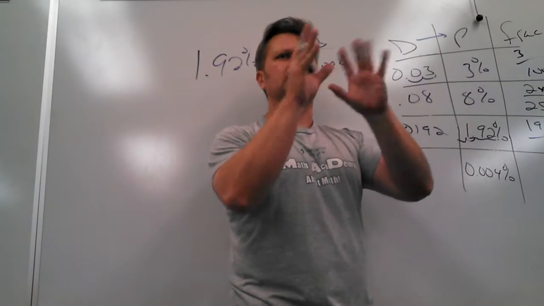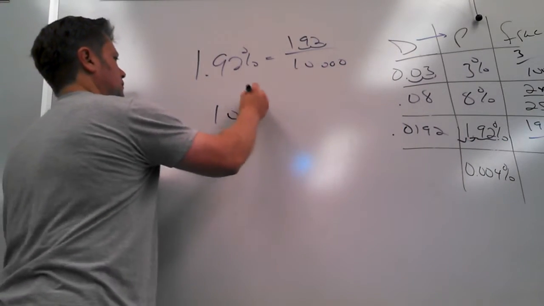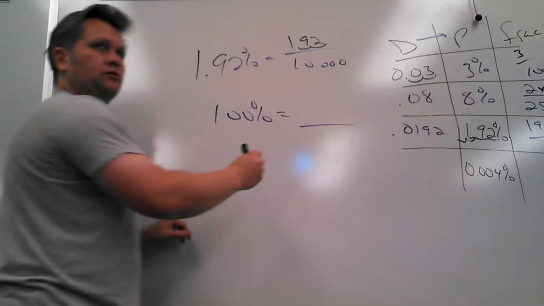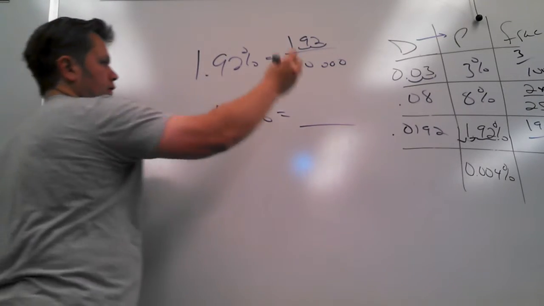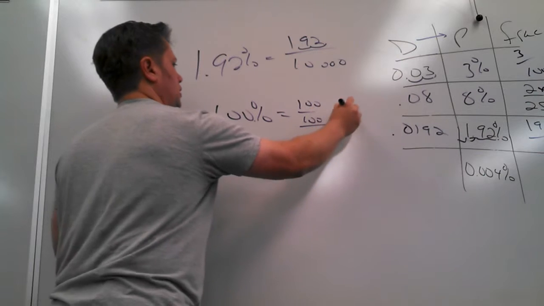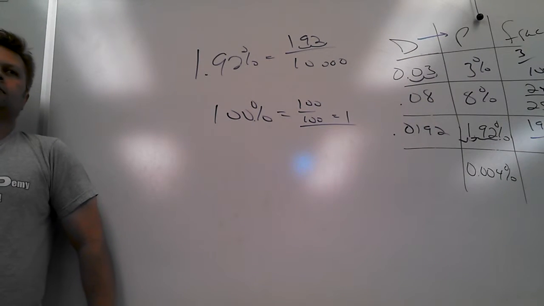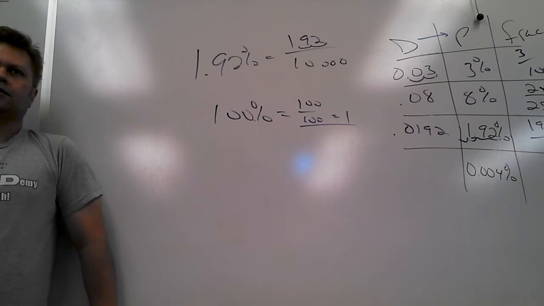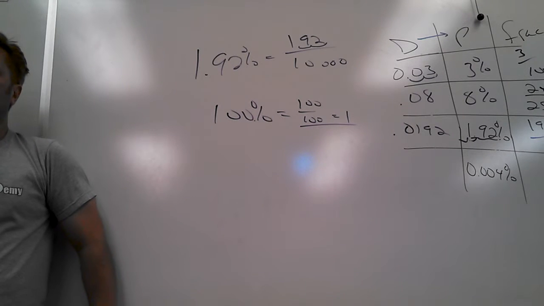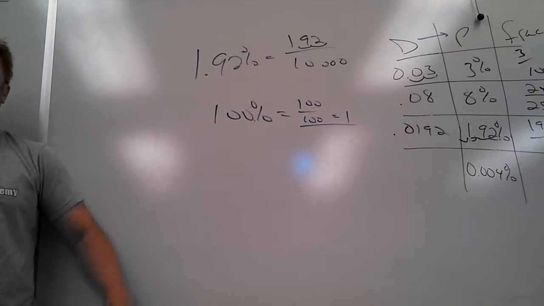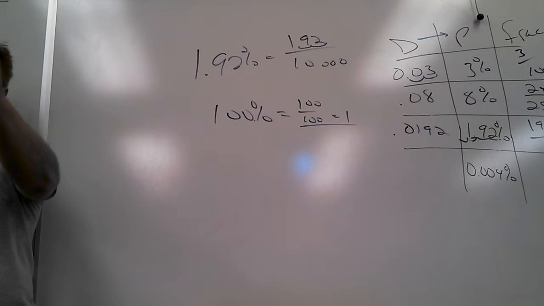100%, what is that as a decimal? How do you write that as a decimal? 100 over 100. I love it. So 100 over 100, which is 1. So it has to be bigger than 100% to be a mixed number, to be something that's bigger than 1. Because 100% is 1. It makes sense. 100% of something is one of those things, right?